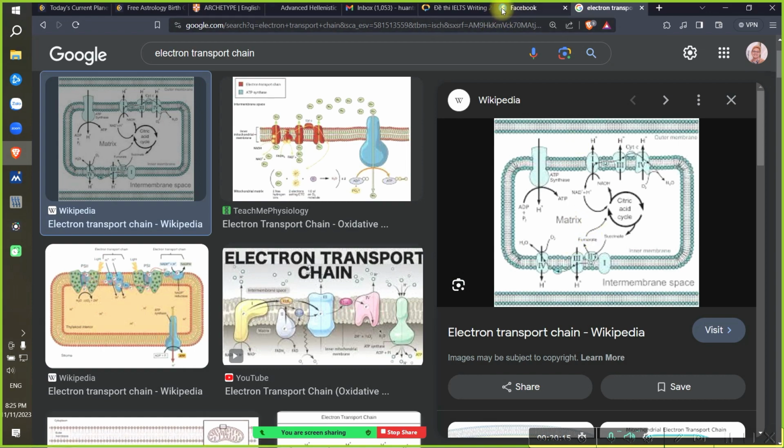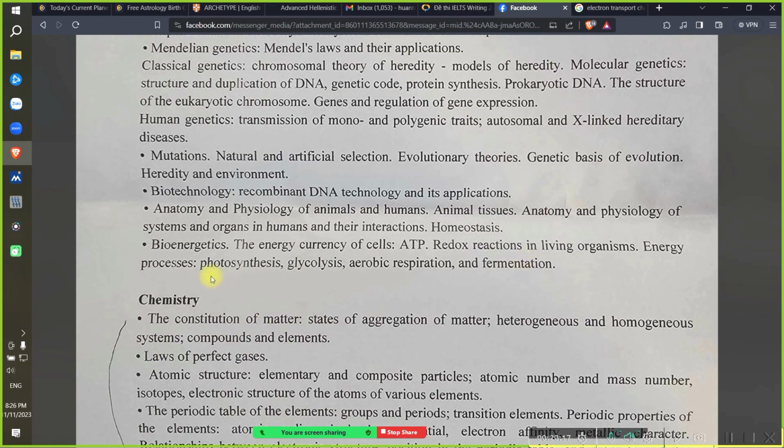Okay, and then you should talk about glycolysis, 10 steps, and the Krebs cycle as well to produce ATP. Ready? Okay, that part is in the cell respiration, right?